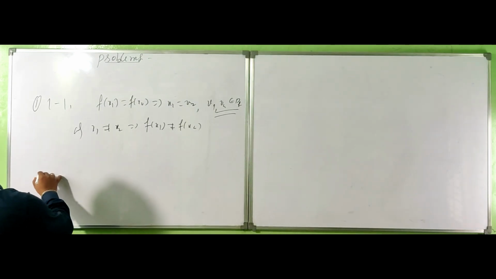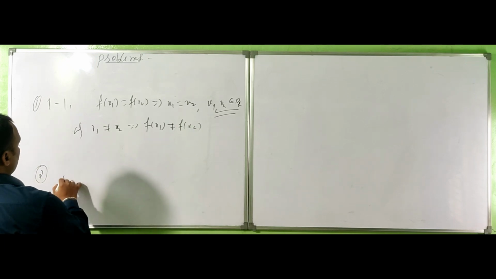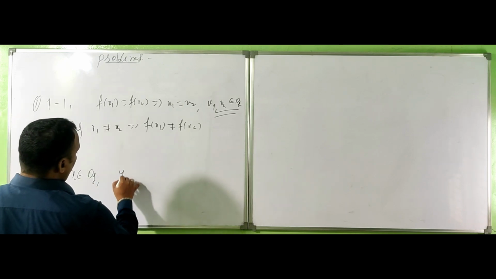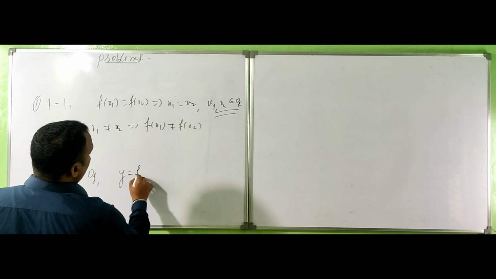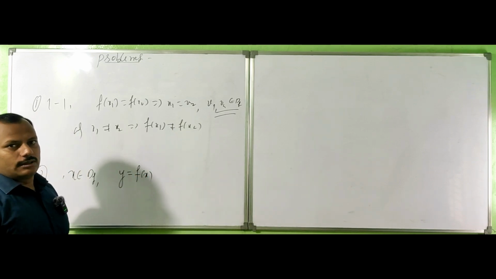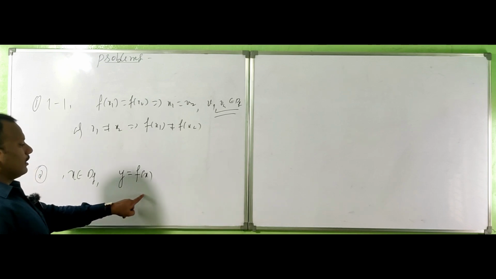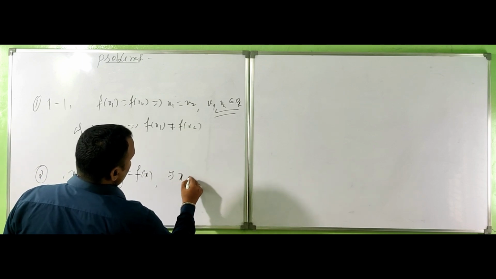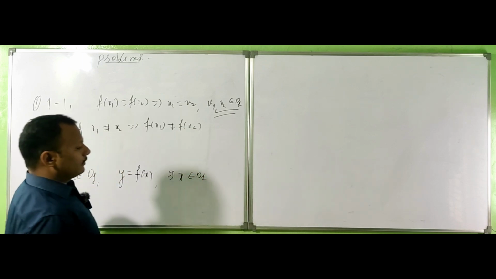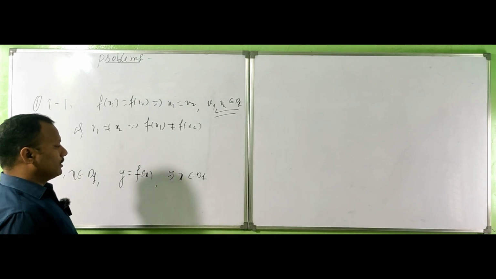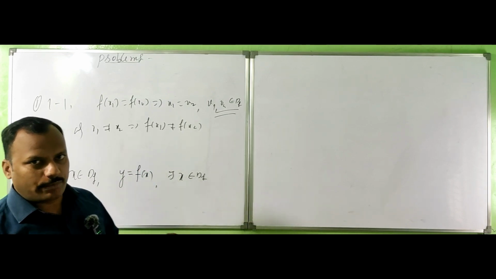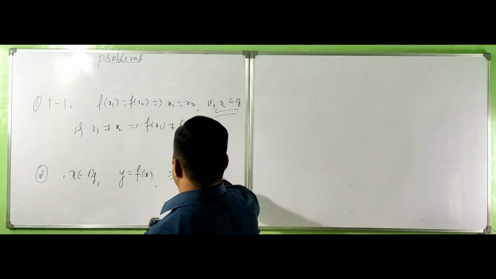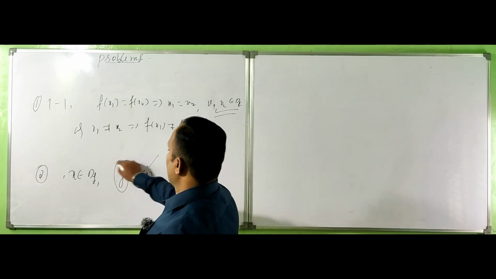Okay, for an onto function, what does it mean? See, x belongs to the domain of f. For every element y, there should exist an x such that y belongs to f of x, where x belongs to the domain of f. Means y should depend on x only. X is the independent variable, and for every value of x you should get the y.